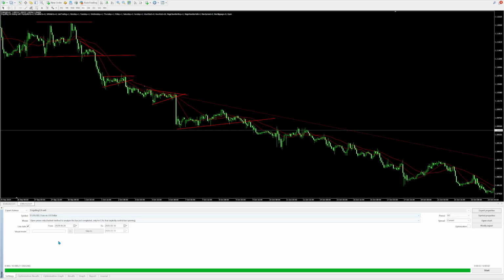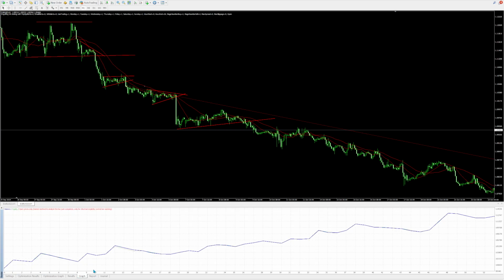Okay, so what we'll do now, optimization unchecked, so we'll click start and we'll just run an individual test using those settings, and you can see there, that's the graph, looks great. Maybe onto a winner here. However, what we need to be wary of is we've curve fitted for that particular data.